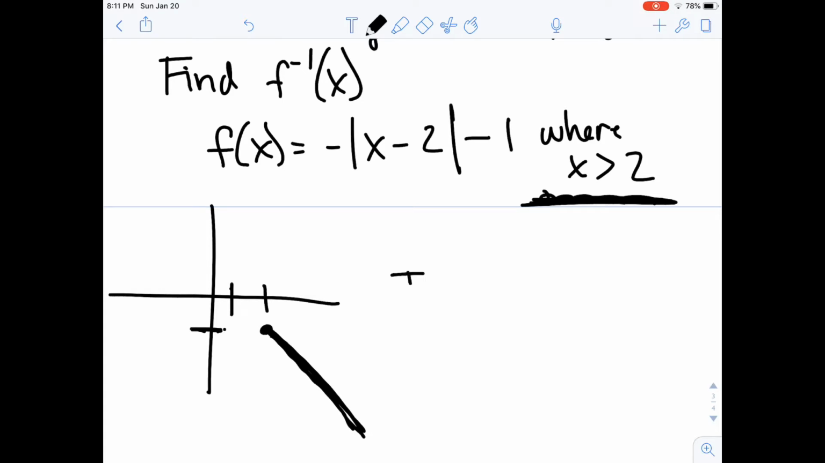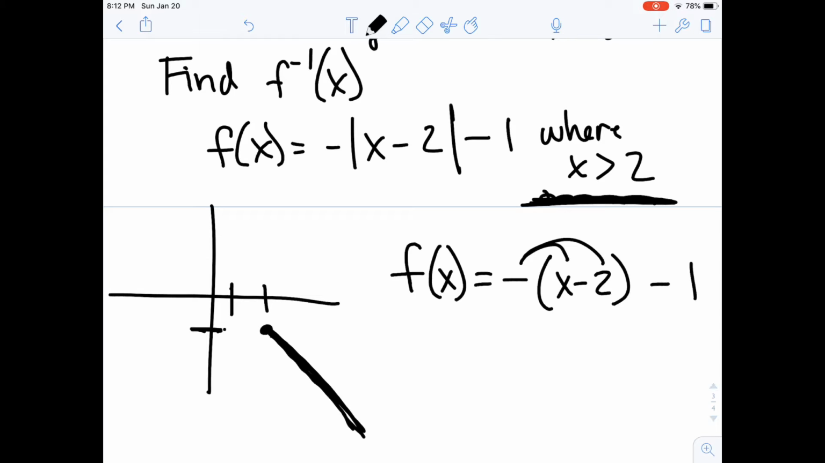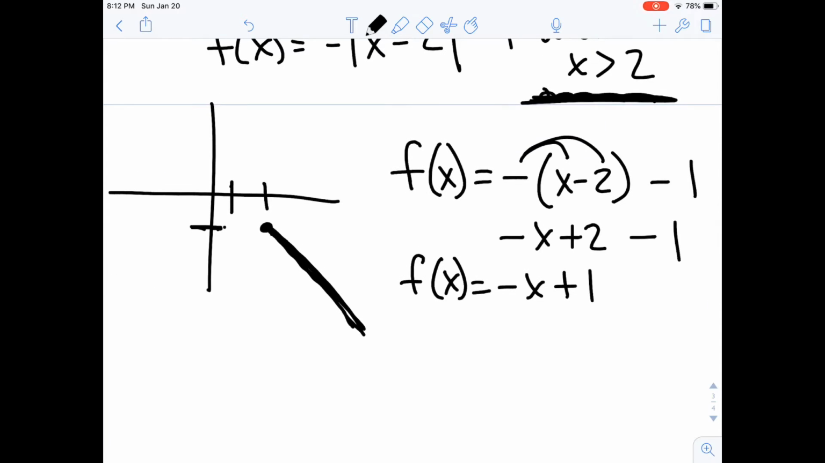So you have f of x equals the negative, and because now you've eliminated one side, you can drop the absolute value bars. So you have negative (x minus 2) minus 1. Now you distribute the negative. So you have negative x plus 2 minus 1. So you have f of x equals negative x plus 1. That's the equation of this side of the line.